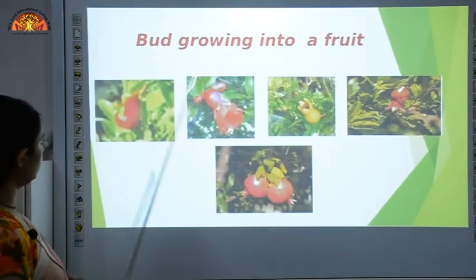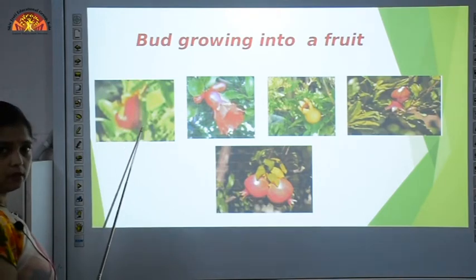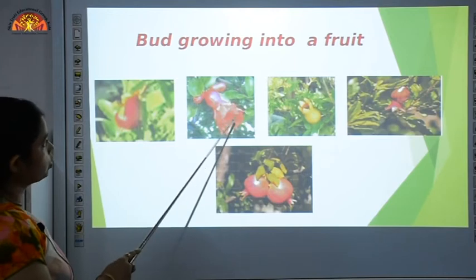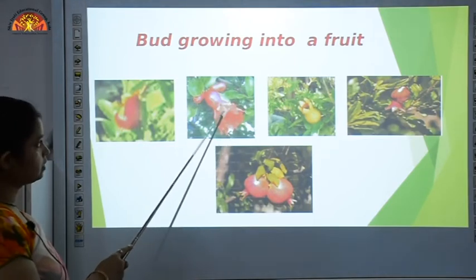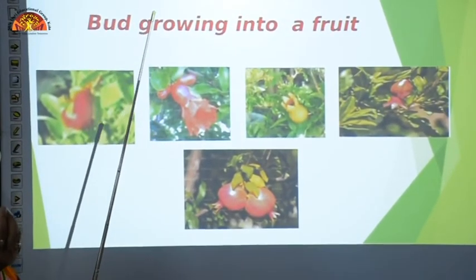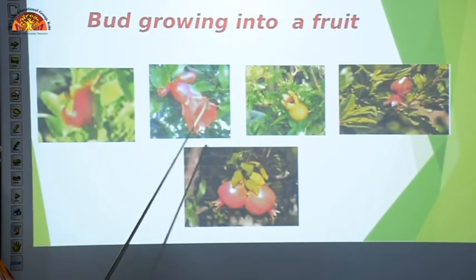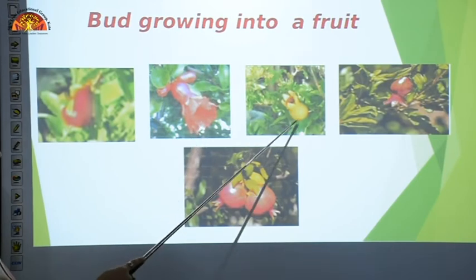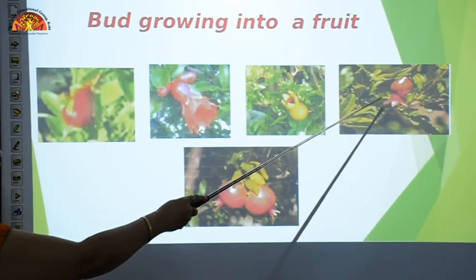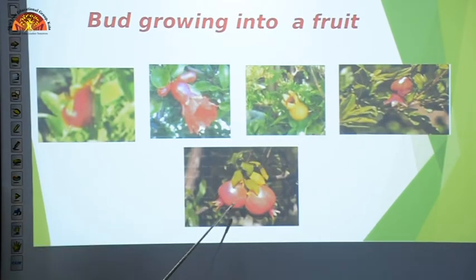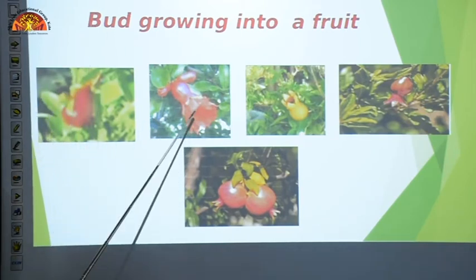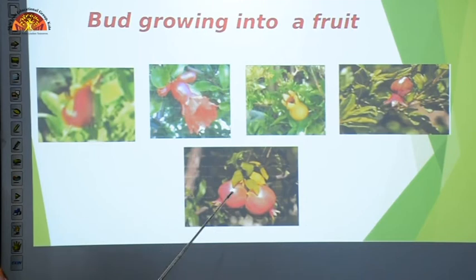Now you can see here, this is a small flower bud. Then this opens up, it grows into a flower. Later the petals, the colored leaves of the flower, fall off, and the flower develops into a green colored small unripe fruit. Then this unripe fruit ripens and forms a complete fruit. In this way a bud can give rise to a flower, and a flower can give rise to a fruit.